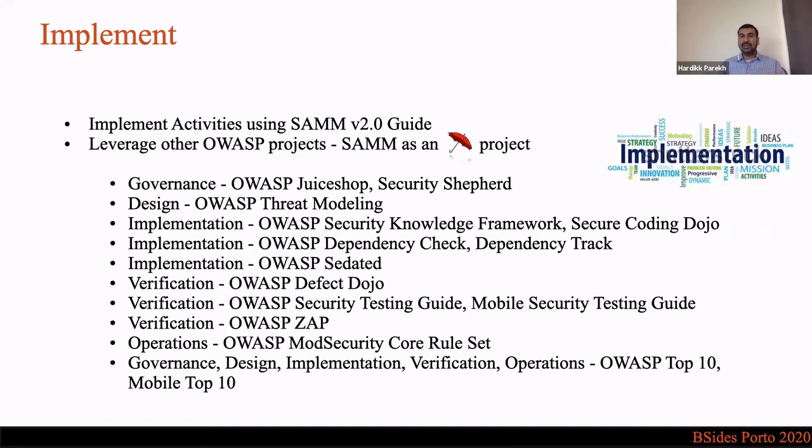SAMM aspires to become the umbrella project for all OWASP projects. And what I mean by that is each OWASP project can map back to one of the SAMM business functions and security practices. Here are some of the examples, but some of the OWASP projects, as I mentioned earlier, could map back to multiple OWASP SAMM business functions, such as OWASP Top 10 and OWASP Mobile Top 10.